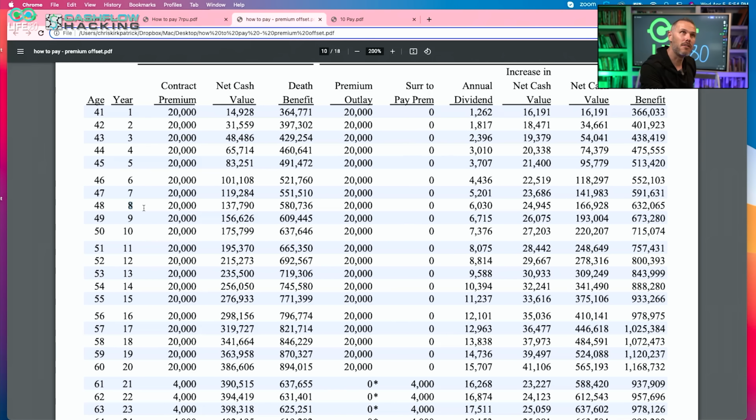once again, you could hit year 8 right here and you could say, listen, Chris, my cash flow has gotten tight and I can't afford the $20,000, what are my options? And we could look at maybe we reduce the amount of premium based on the design, you have the ability to do that. Maybe you want to do the RPU, maybe you want to do a premium offset, but we got to look at all the different options for you.